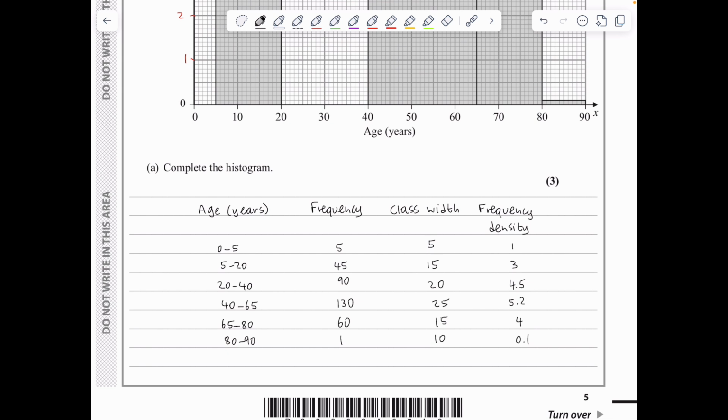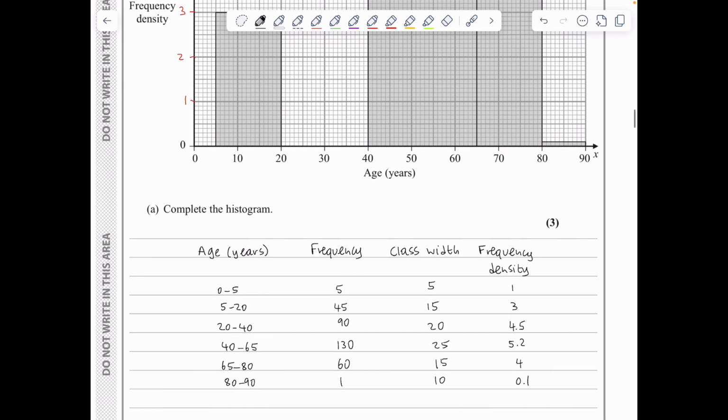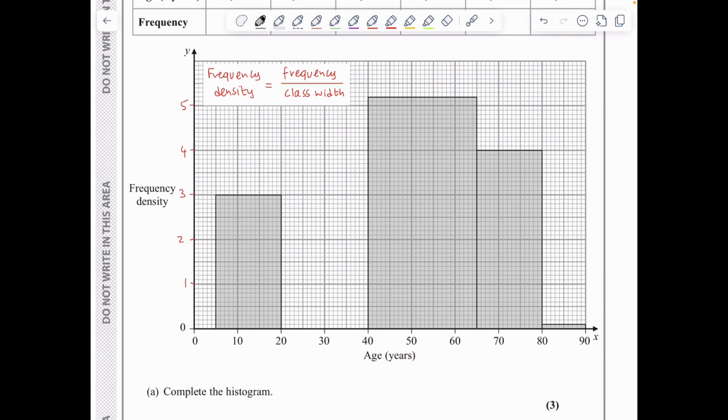So I have the completed frequency table, and I can go to the histogram here to fill in the 2 bars missing. So for 0 to 5, we found the frequency density of 1, so the bar will look something like this. Whereas for 20 to 40, we found a frequency density of 4.5. This completes the histogram for 3 marks in part A.